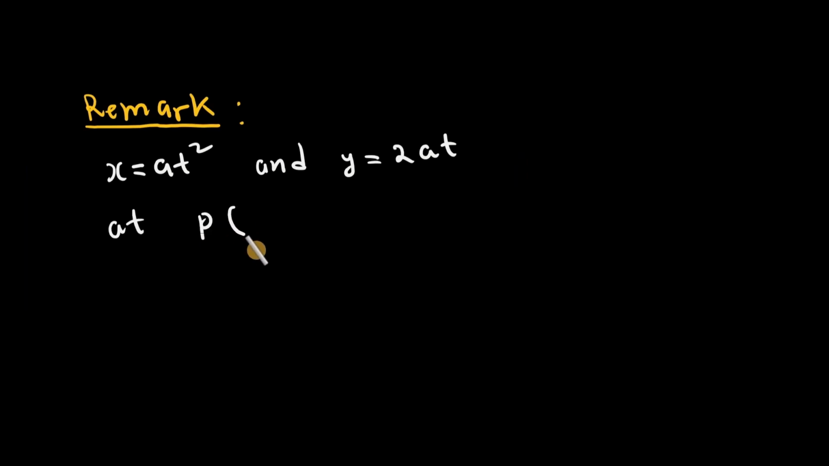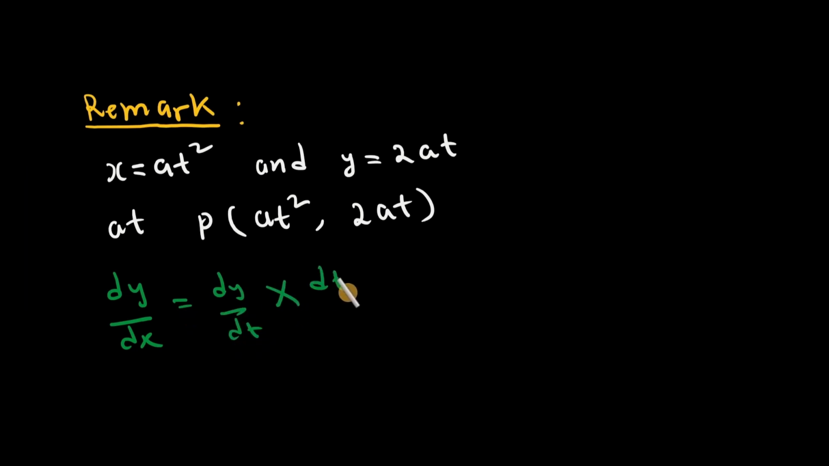Remark: let's say a parabola is defined parametrically as x equals at squared and y equals 2at, where t is a parameter, at a point P with coordinates (at squared, 2at). at squared is the value of x here, 2at is the value of y here. To find the gradient of this parabola at the point P, we need to evaluate dy/dx. And to evaluate dy/dx, we need to express dy/dx in terms of the differentials of x and y with respect to t. That is, dy/dx equals dy/dt times dt/dx.